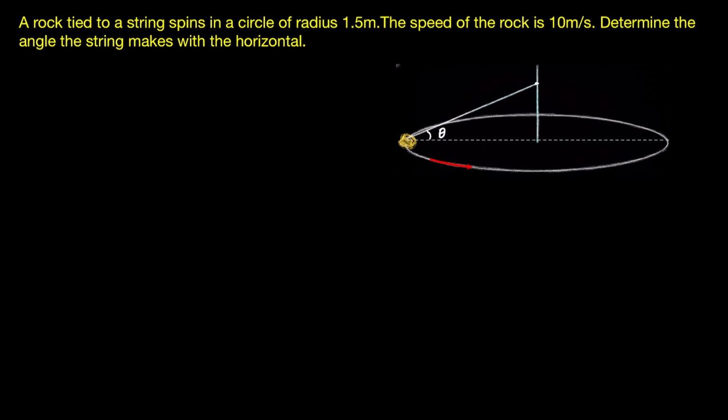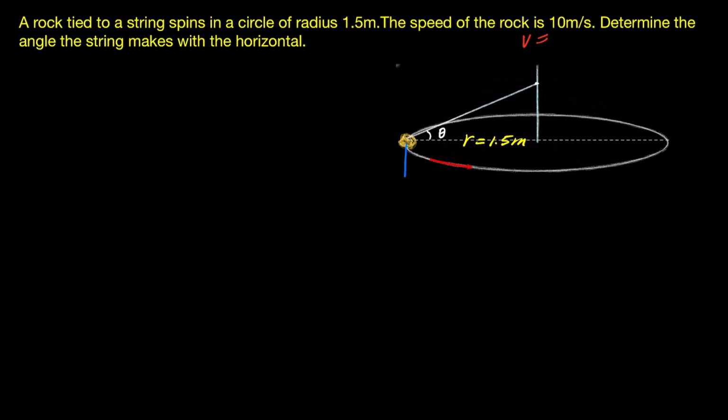So here we have a rock tied to a string and orbiting in a horizontal circle. The circle has a radius r of 1.5 meters and the speed v of the rock is a constant 10 meters per second. Our goal is to determine the angle theta the string makes with the horizontal. As with any dynamics problem, the first step is to draw a free body diagram. So what forces act on the rock?